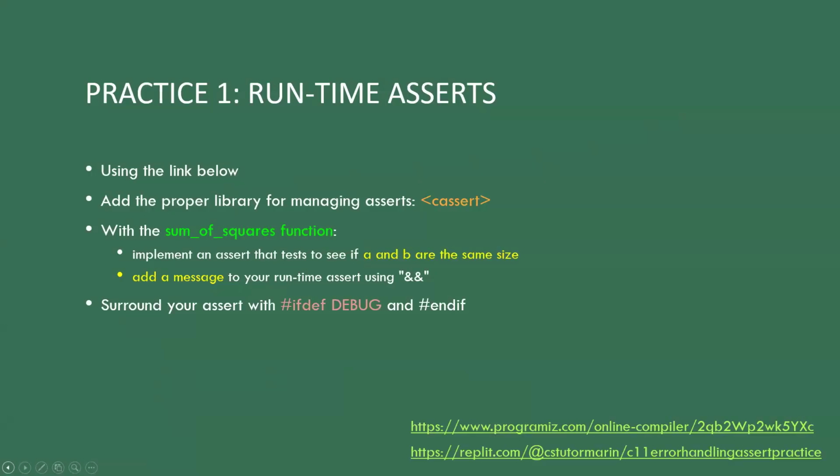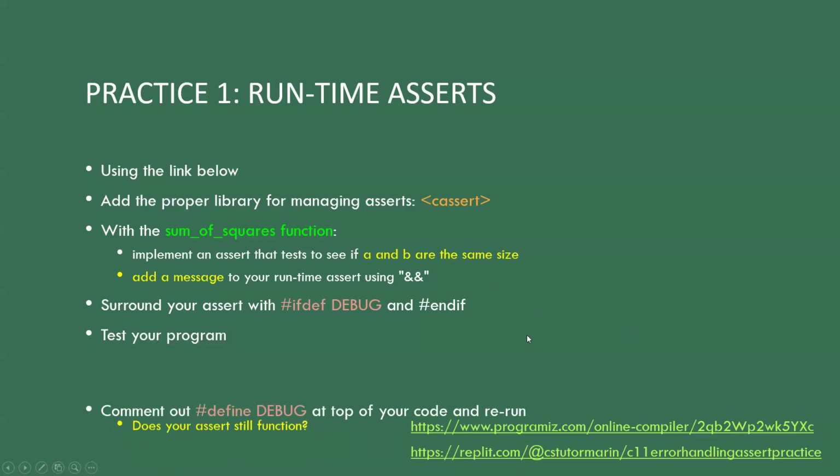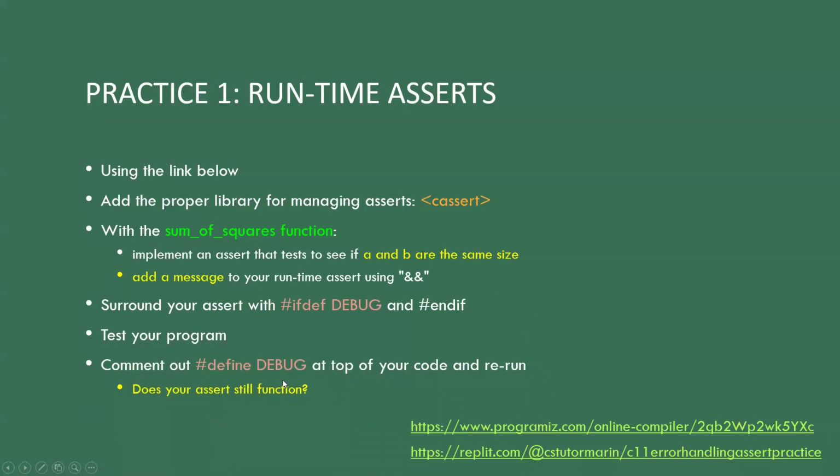So let's take a look at some of these. We're going to do a sum of squares function, and we're going to assume that the numbers we're summing, the vectors a and b, are the same size. But if they're not, we're going to put a little error message in there, and we'll use our ifdefs to bring both of those things together. So let's take a look at that one here. And then you can comment out the ifdef and see if your assert still runs, okay?